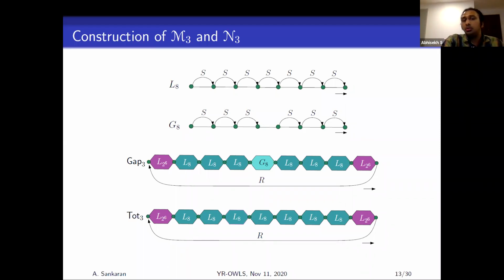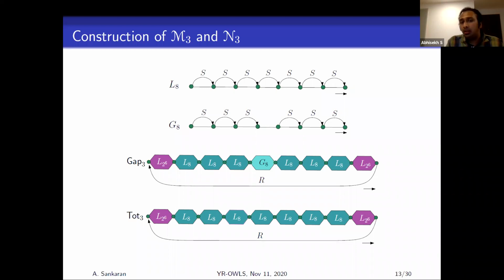So you take L2 to the 6, you ordered sum it with L8, then you take another copy of L8 and so on, till you have taken 7 copies of L8, and then you take the ordered sum with another copy of L2 to the 6, and then put a back arrow from the last point of this constructed structure to the first point of the constructed structure. That is Taut. You can equivalently view this structure as one gigantic linear order with 2 to the 6 into 2 plus 8 into 7 points, and then you have this back arrow. But it is useful to look at it in this modular way. We'll again see why.